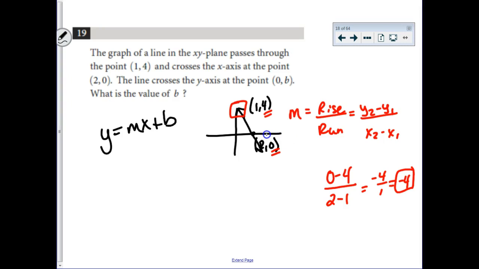Unfortunately for me, I don't have a choice. Remember how I graphed really poorly? My picture, I don't even think I can read it anymore. If you graph nicely, what you could do is travel with a slope of negative 4 and try to figure it out.